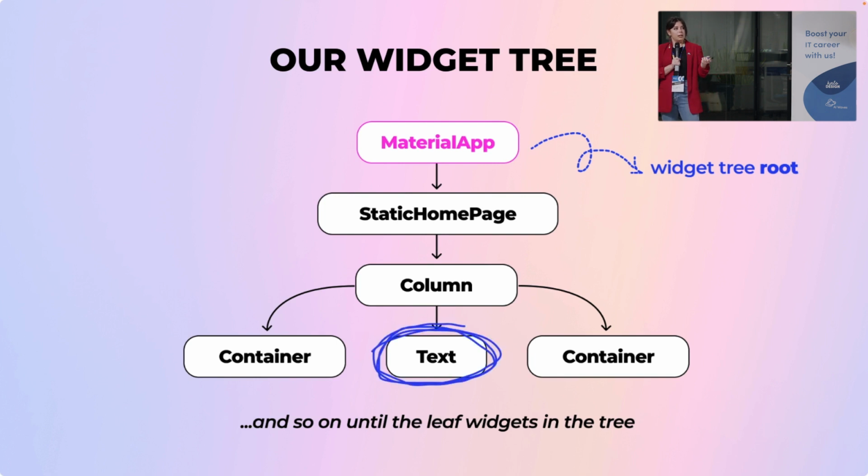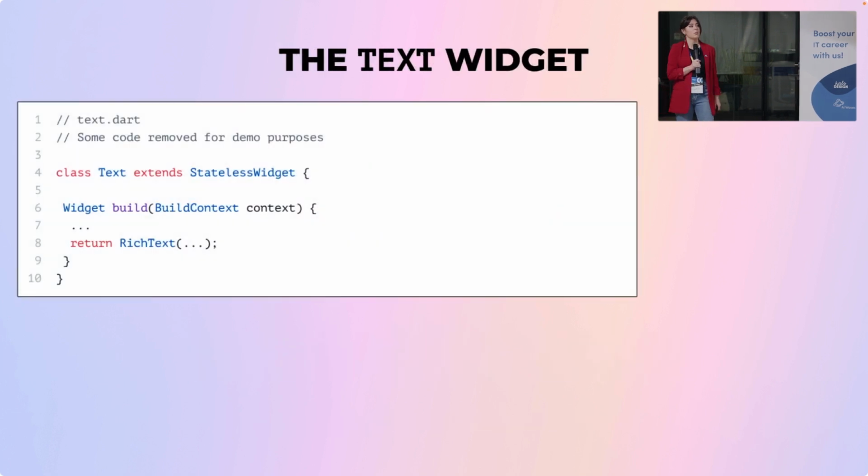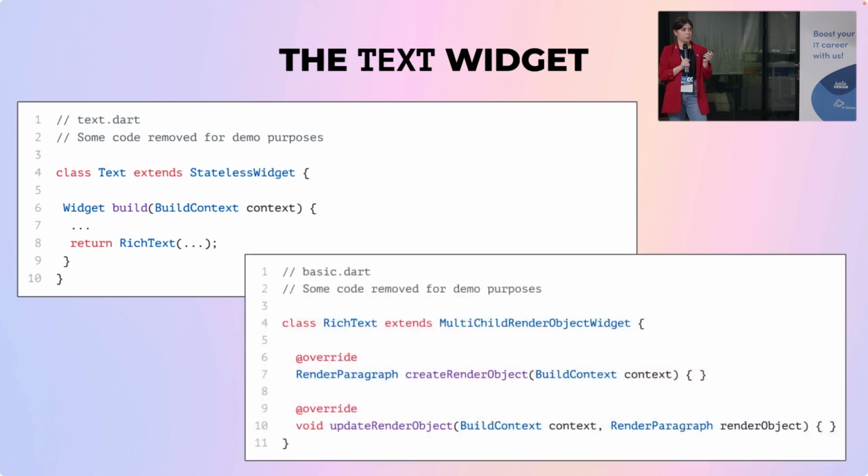So let's zoom in and take a look at how Flutter actually renders one of the widgets, Text. So we see that Text is just a stateless widget with just a build method. We already know what this is. The interesting part is that it returns a RichText. So let's take a look at what RichText is.